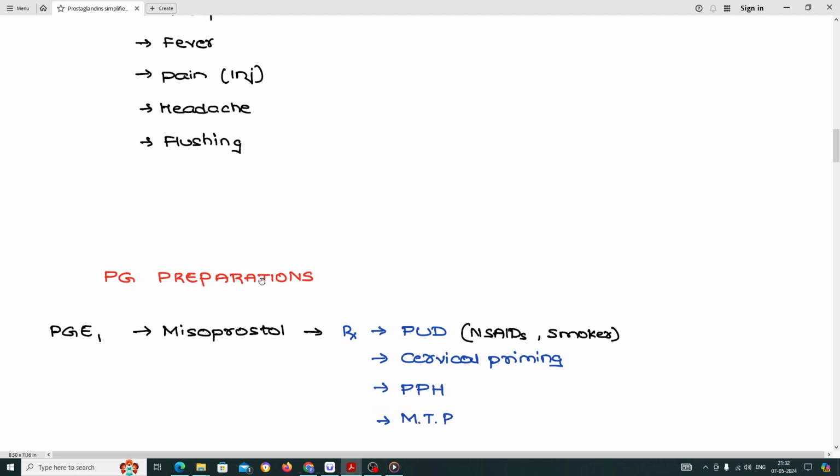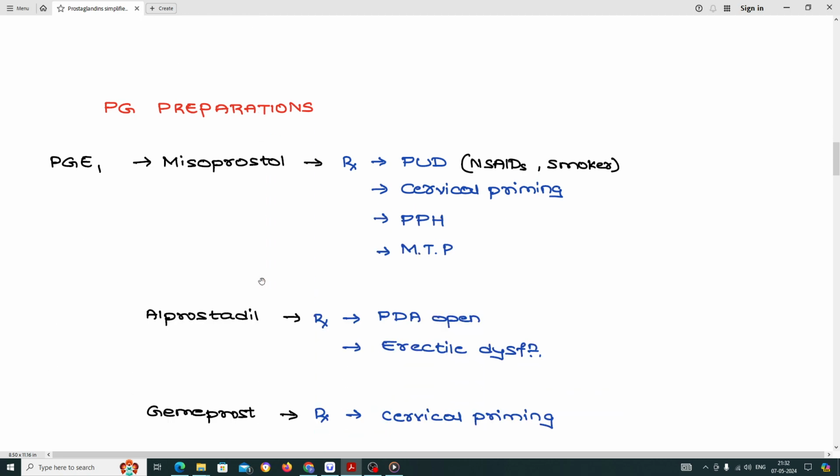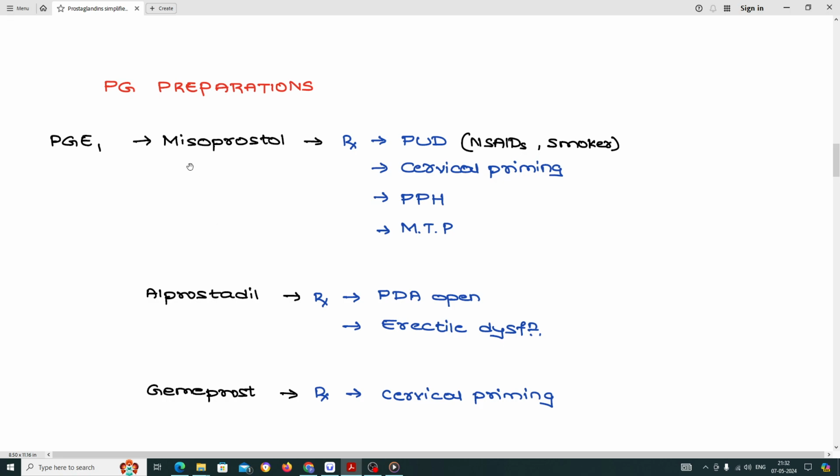And coming to the preparations, the prostaglandin preparations, we have prostaglandin E1. Under E1, you need to remember the three drugs, that is the misoprostol, alprostadil, and the gemiprost. So misoprostol is basically used to protect the gastric mucosal layer. They are used in the treatment of peptic ulcer disease, especially the peptic ulcer disease induced by the non-steroidal anti-inflammatory drugs, as well as in case of smoker-induced peptic ulcer. Apart from that, they are also used in case of cervical priming to induce the labor, and also to control the hemorrhage in case of postpartum hemorrhage, and also along with mifepristone, misoprostol is used in the medical termination of pregnancy.